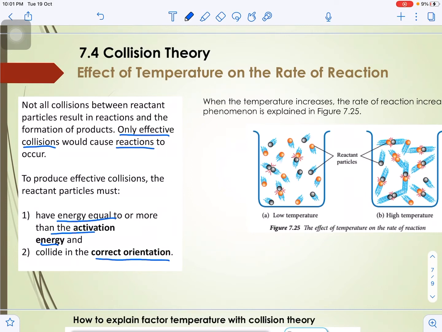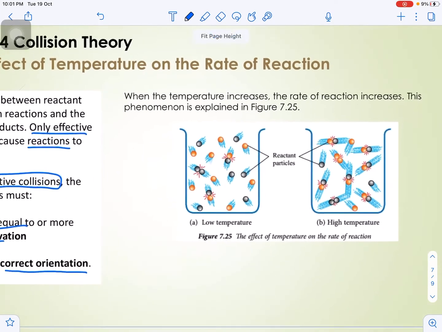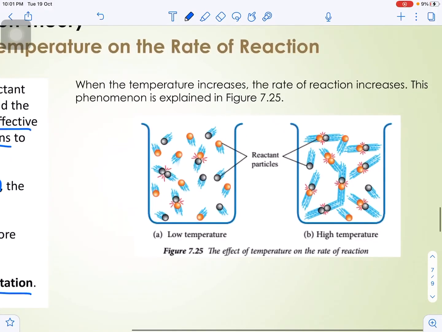When we have the correct orientation, at the same time have energy at least equal to the activation energy, so kita akan dapat effective collision. Bila kita dapat effective collision, maka confirm kita akan menghasilkan produk. So this is at low temperature.